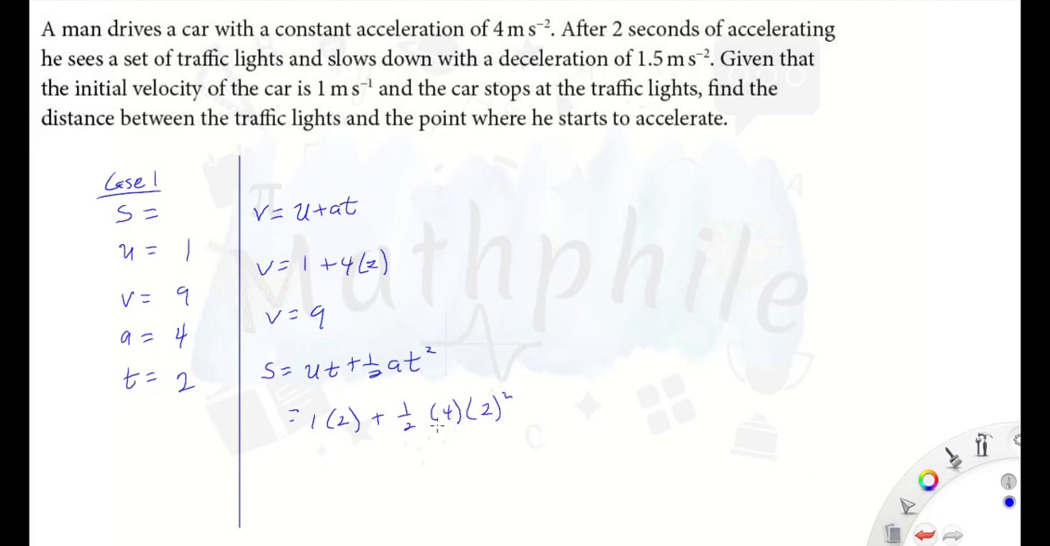So there should be 2. The distance will be 10. So this is actually 8 plus 2, that is 10. So 10 meters. So that's case one. We've been able to fill in everything of case one.